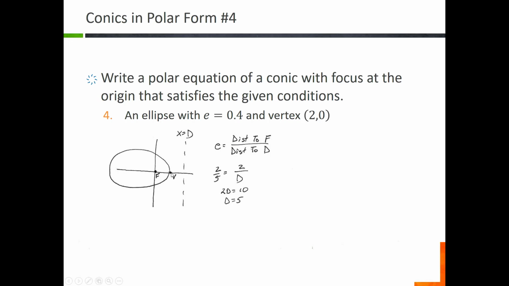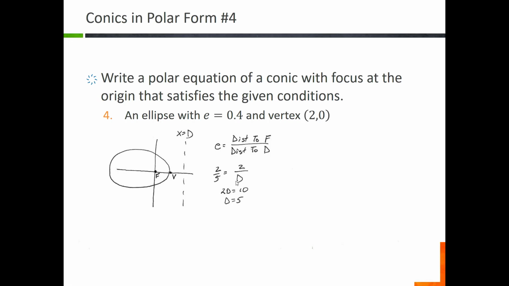So from the vertex, and it doesn't have to be the vertex, it can be any point on this ellipse, but in this case, we're given where the vertex is at. So I know the distance from this point to the focus is a distance of 2, because that's where we were told the vertex was at. And so it sets up sort of this little proportion. We know the eccentricity is 2/5 or 0.4. We know the distance to the focus is 2. And so we want to solve for the distance of the directrix.